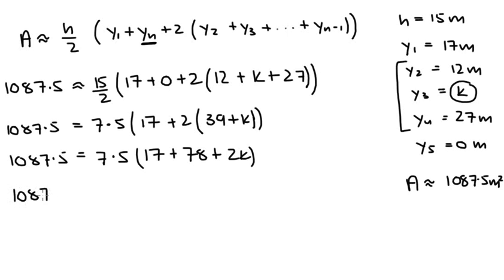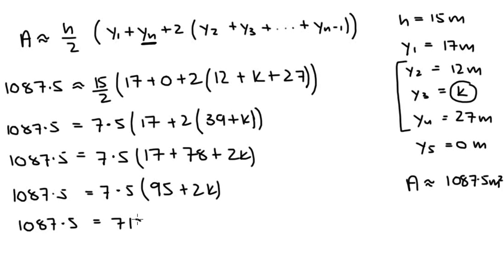So again, sometimes a few of these steps can be skipped, but I'm just doing all of them to make sure that we know exactly what order we're doing things in. So 17 plus 78 gives me 95, and I have my 2k. So the next step, I'm going to multiply in my 7.5. So I get 712.5 plus 15k.